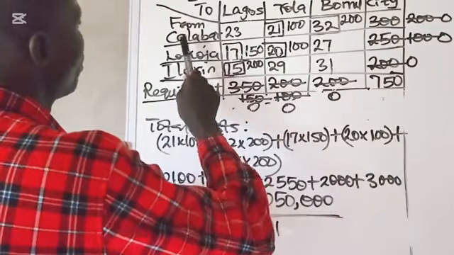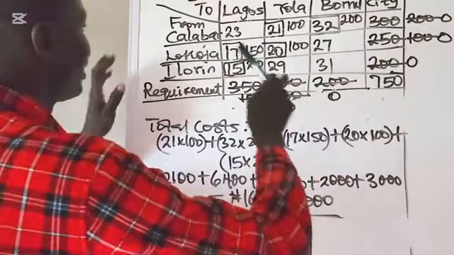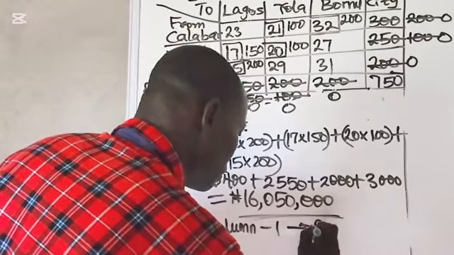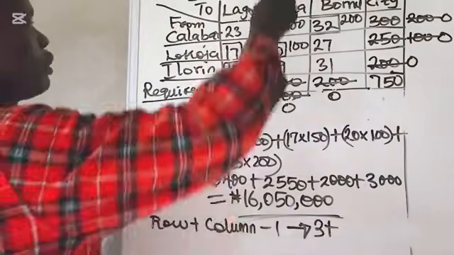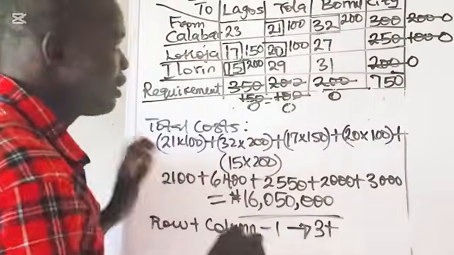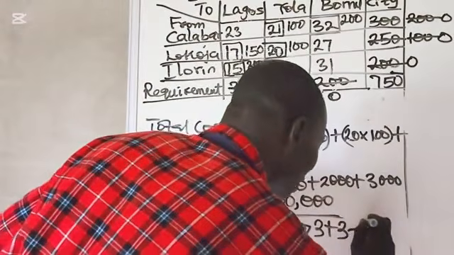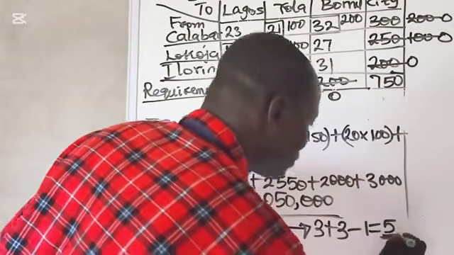How many rows do we have? Row 1, 2, 3. 3 rows. Plus how many columns do we have? 1 column, 2, 3. We have 3 columns. 3 rows plus 3 columns minus 1. So that will be equal to 5.